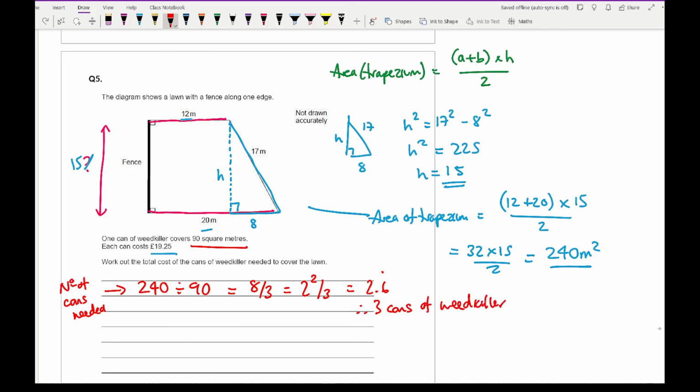So from this, the next thing I need to do is work out the total cost of 3 cans, which is £19.25 multiplied by 3. And again, this could easily appear on a non-calculator paper, in which you should have a final answer of £57.75.